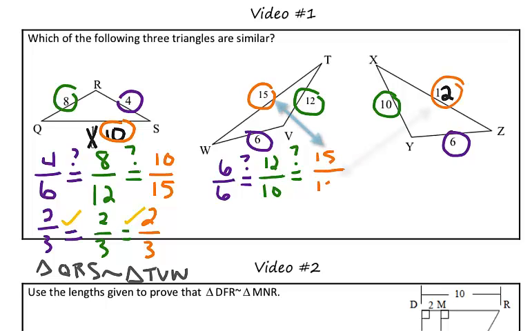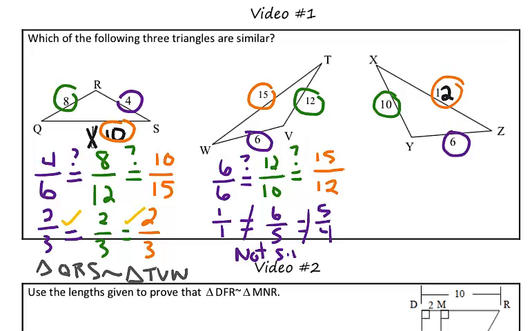So 15 over 12. Notice all of the values in the numerator correspond with triangle TVW, and all of the values in the denominator correspond with triangle XYZ. So we're going to go ahead and simplify each of these. 6 over 6 reduces to 1 over 1. 12 over 10 reduces to 6 over 5, which is not equal to 1 over 1. And 15 over 12 reduces to 5 over 4, which is not equal to 6 over 5 or 1 over 1. So since the sides are not proportional, these triangles are not similar.